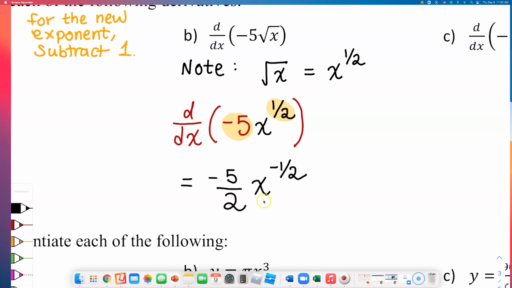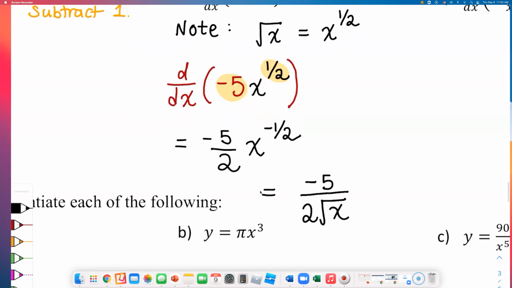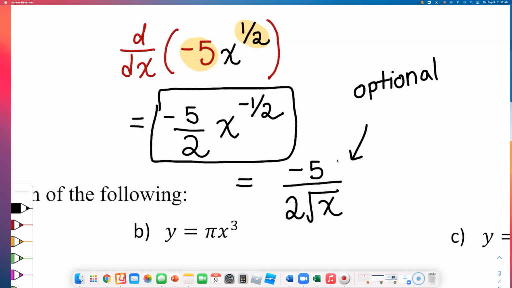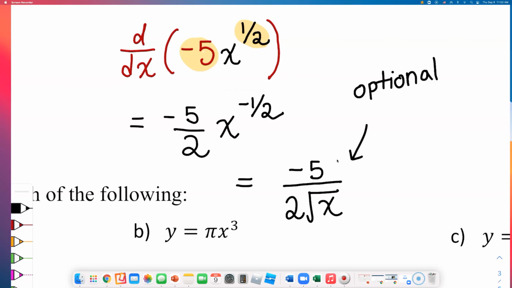Some of you guys like the square root form better. I can even see us putting the square root in the bottom of the fraction. So I guess it is the same as -5 over 2 times square root of x. It's in the bottom of the fraction because the exponent is negative. And what I did was I put it back in the square root form. But I will say this is optional. You don't have to. I think I like the first answer. But it's also possible if you want to rewrite it, okay?